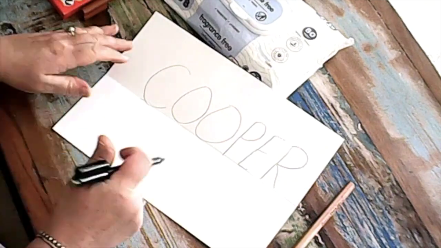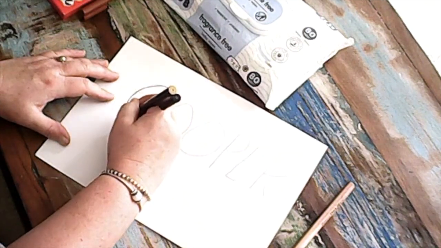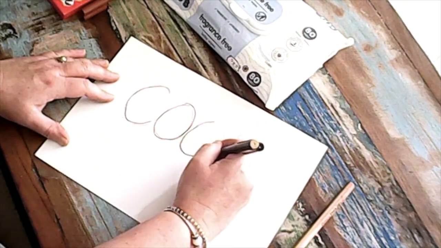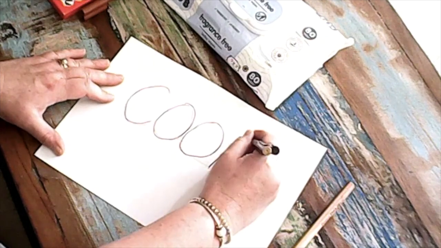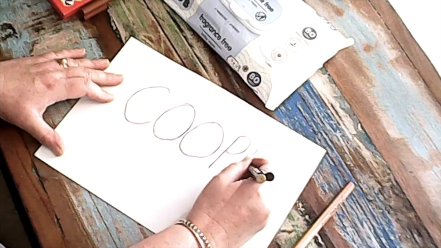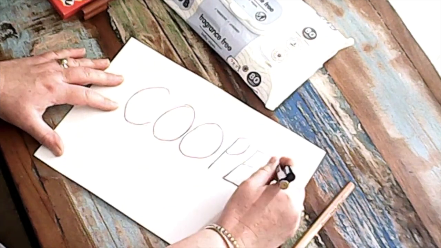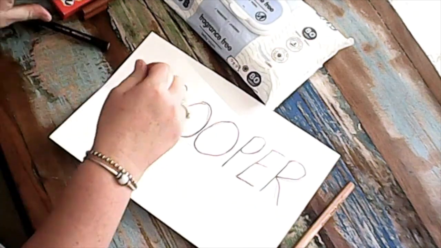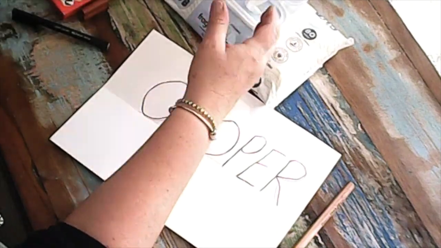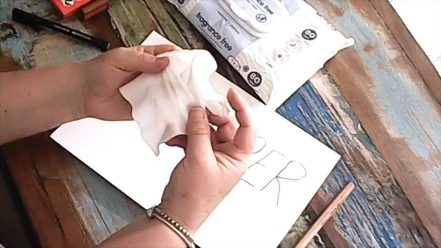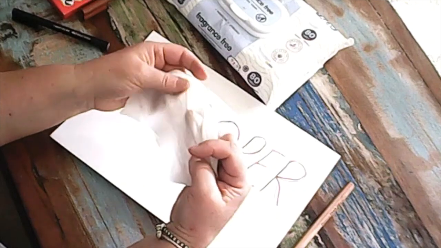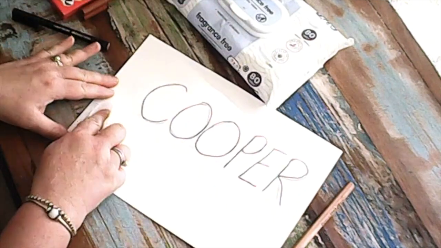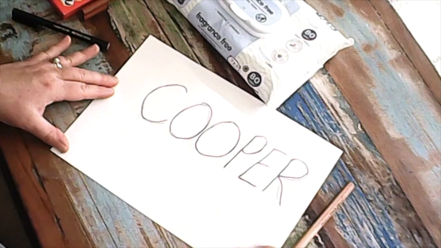So let's say I was doing Cooper's name. Go over the top of Cooper's name. And then I'm going to take a baby wipe. I'm using a baby wipe because it's not very wet. So if you have a tissue or a piece of paper towel, it mustn't be dripping. All I'm going to do is wash this part of the paper.